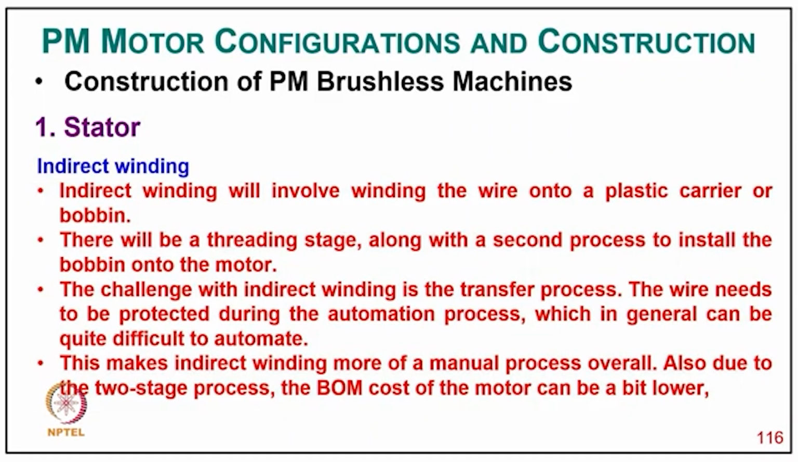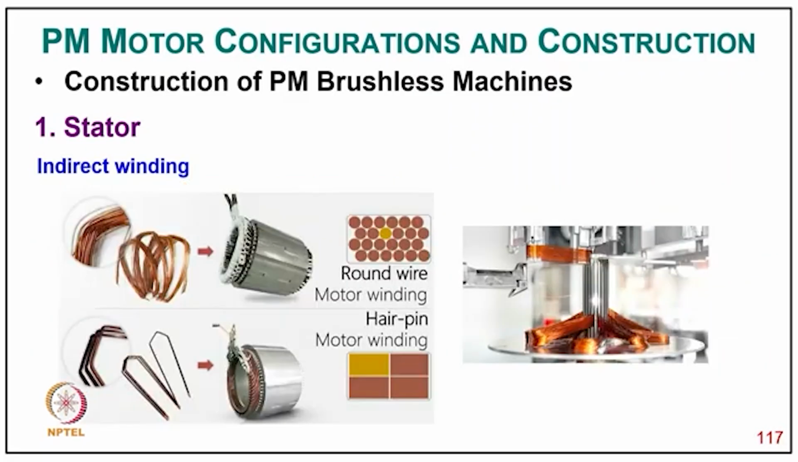Another is indirect winding. Indirect winding involves winding the wires onto plastic carriers or bobbins, with an ending stage along with a second process to install the bobbin on the motor. The challenge with indirect winding is the transfer process. The wire needs to be protected during the automation process, which can be quite difficult to automate, and this makes indirect winding more of a manual process overall. Also, due to the two-stage process, the cost of the motor can be a bit lower. You can see how the indirect winding is placed on the former first and then put into the motor, as you can see in the process on this slide.